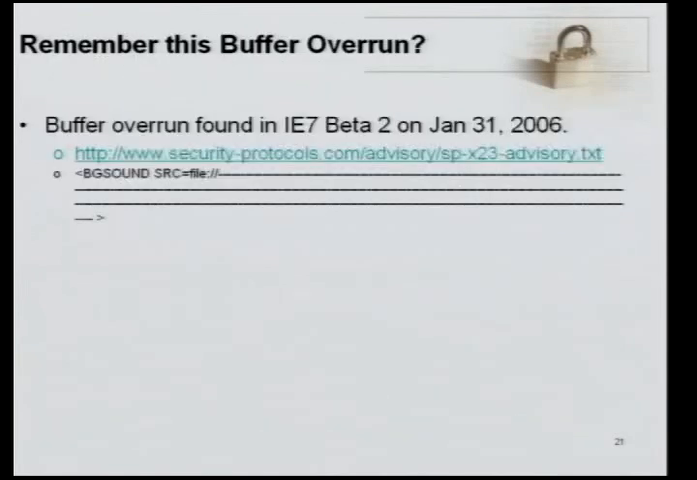So I don't know how many of you remember this buffer overrun. This was shortly after we shipped IE7 Beta 2. There was an advisory put out by a vulnerability researcher that says if you construct an HTML page that has it, you have a stack buffer overrun in IE. Workaround is documented by the finder.